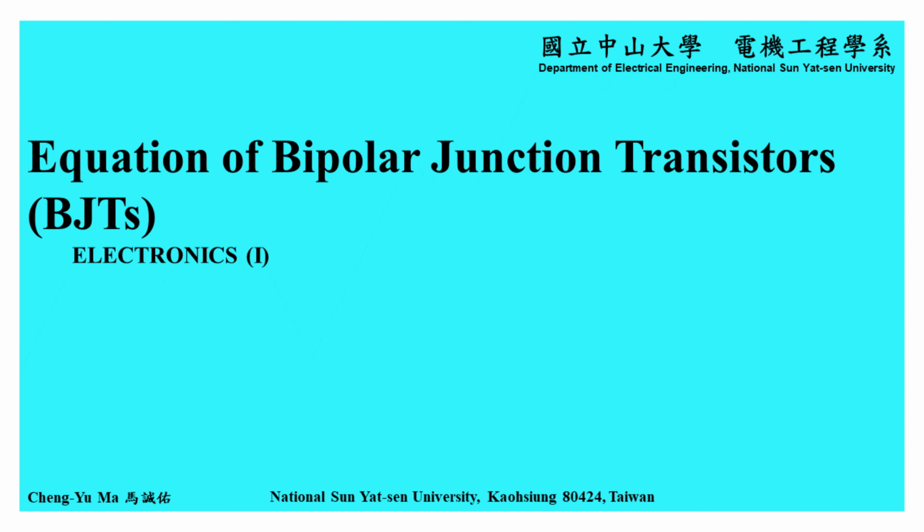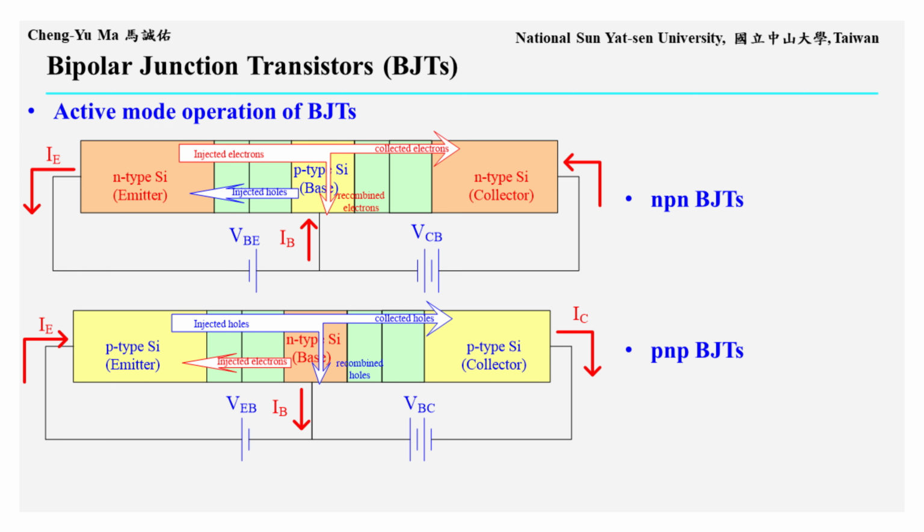Hello, everyone. In this section, we will introduce the characteristic equations of bipolar junction transistors, or BJT devices. In the previous section, we discussed the voltage and current mechanisms of BJT devices operating in active mode. In this section, we will derive the current and voltage equations based on those operating mechanisms.